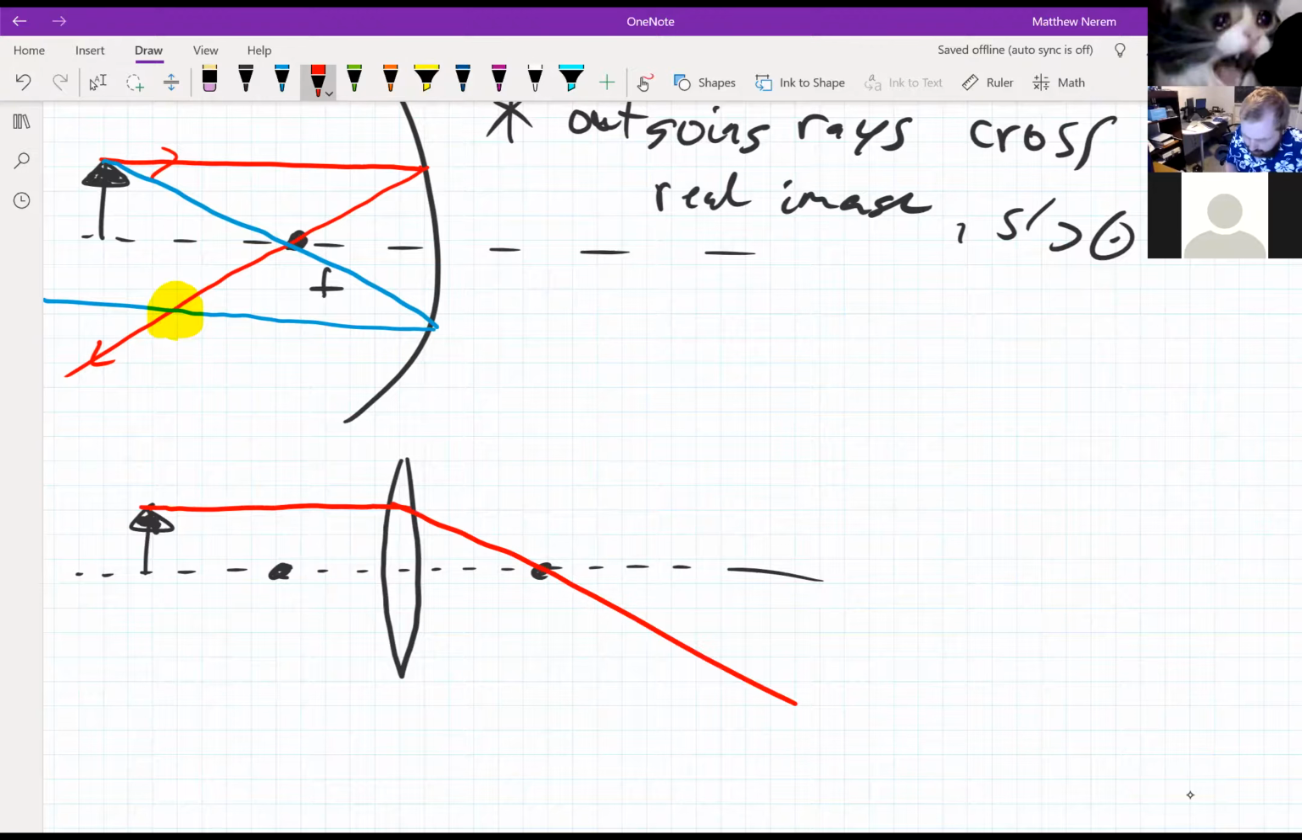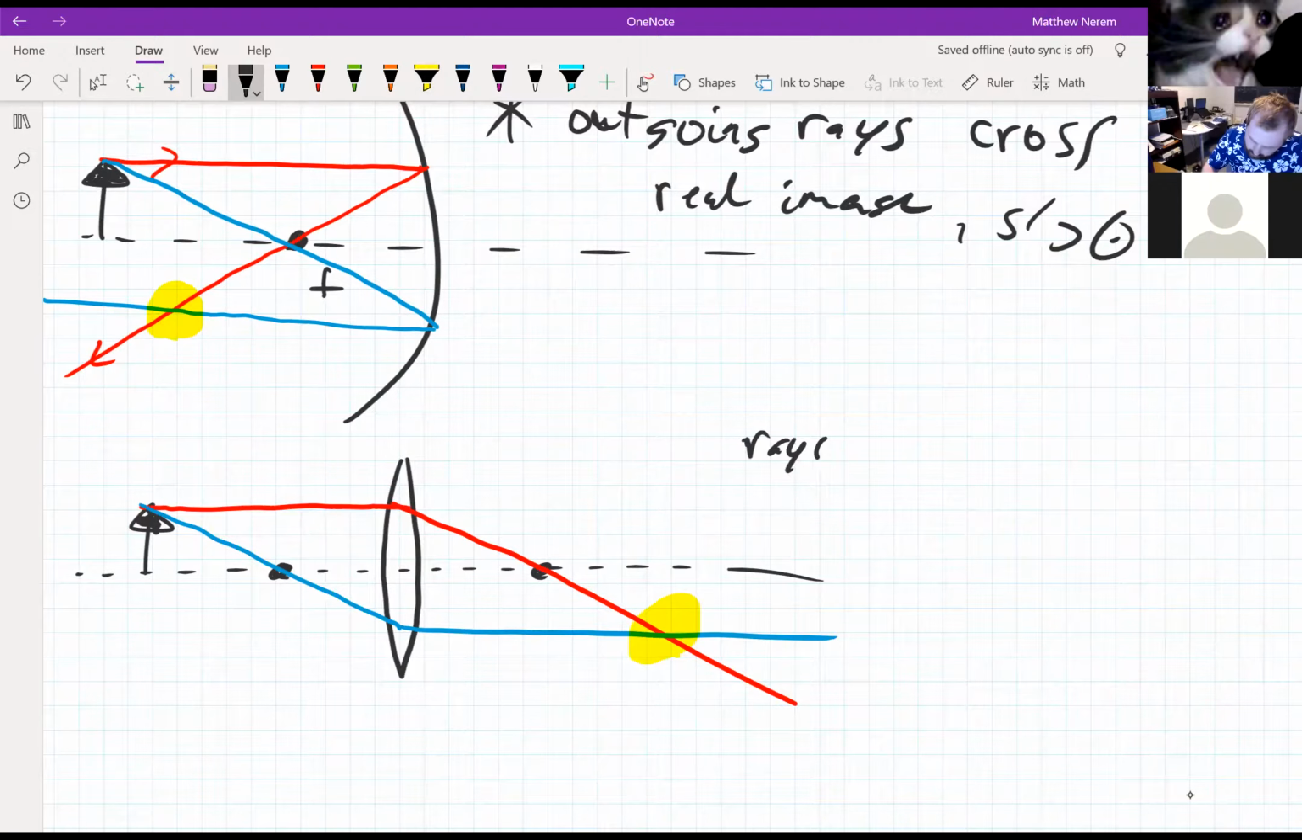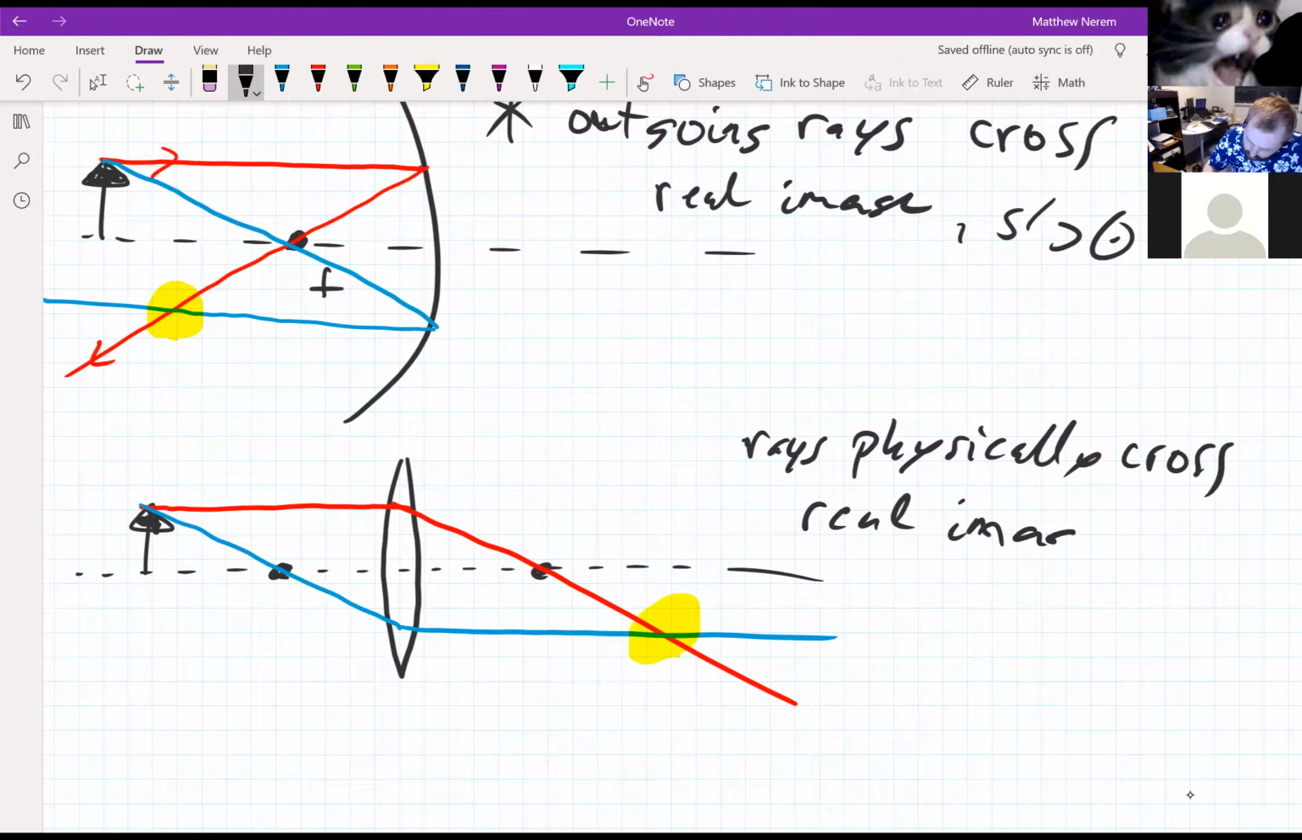So I claim this will be a real image. So what do I mean by real image? Oh, need a different color. All right, this way went through that focal length, so therefore it comes out nice and parallel. And boom, all right. Rays physically cross. There's a real image being generated.